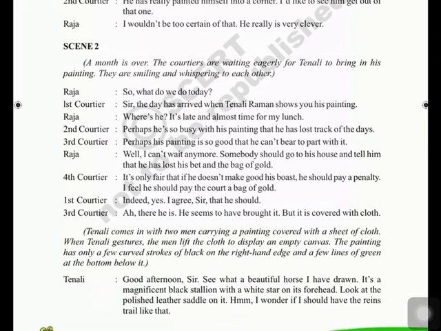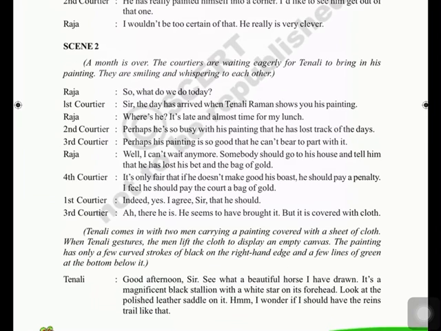Finally, Tenali Raman has come. He has brought his painting also. It is covered with cloth. Tenali comes in with two men carrying a painting covered with a sheet of cloth. So Tenali Raman has come into the court. He has brought his painting also that was carried by two people. When Tenali gestures, signals with a hand, the man lifts the cloth to display an empty canvas. So what did they do? They have showed the canvas by lifting the cloth.